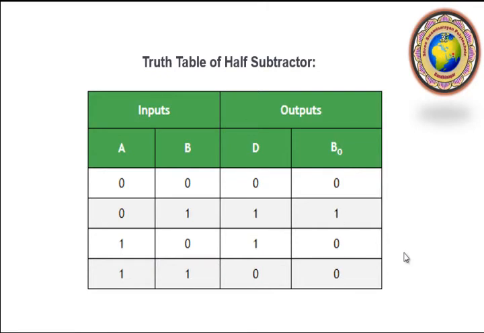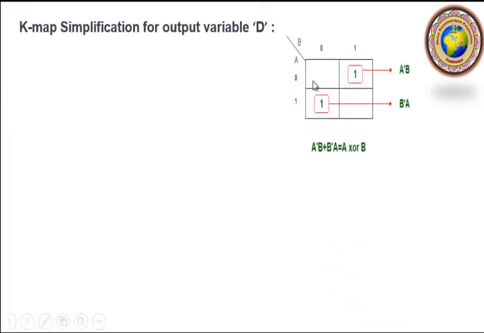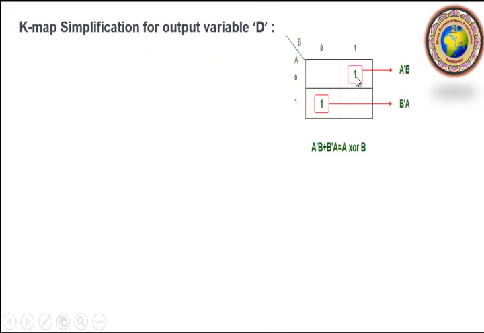We can design the Karnaugh map for the equation of the logic diagram. So here is the K-map simplification for the D output. Now why do we put 1 and 1 here? Because from the truth table, D is 1 when the input is 0 and 1 or 1 and 0. So for 0 1 we put 1, and for 1 0 we put 1. These are the combinations when the output is 1.